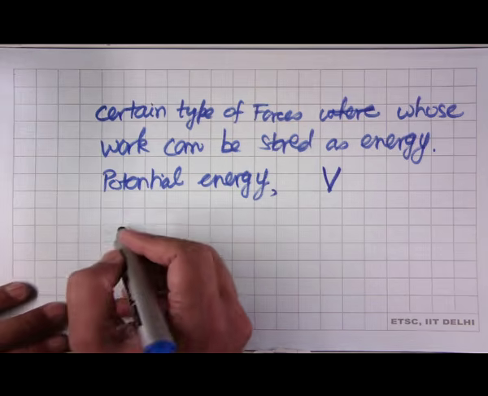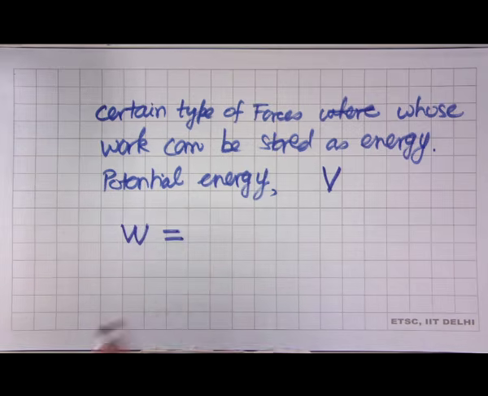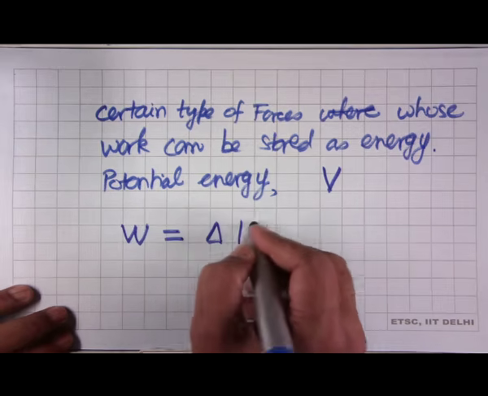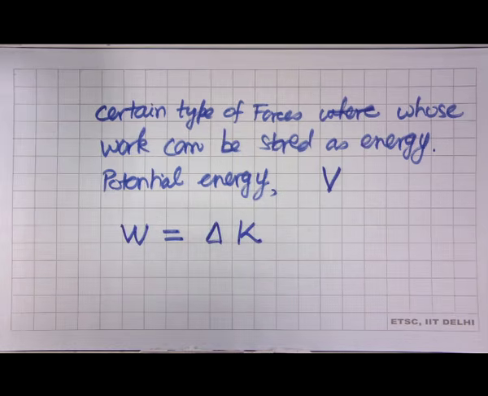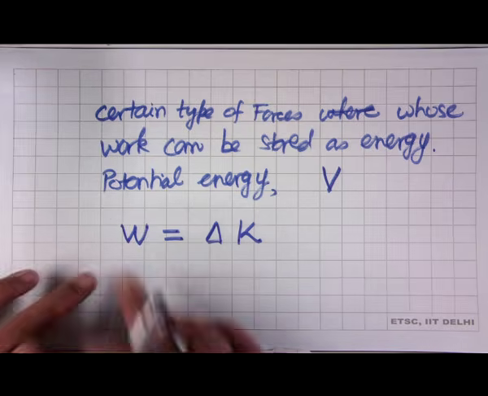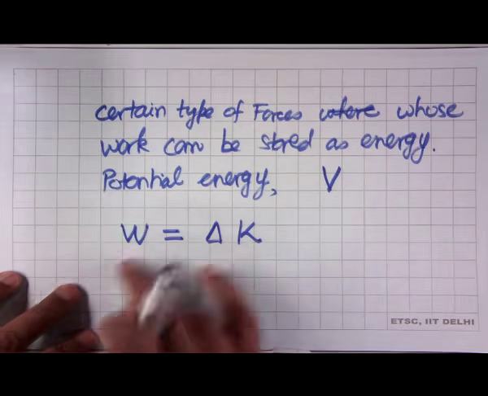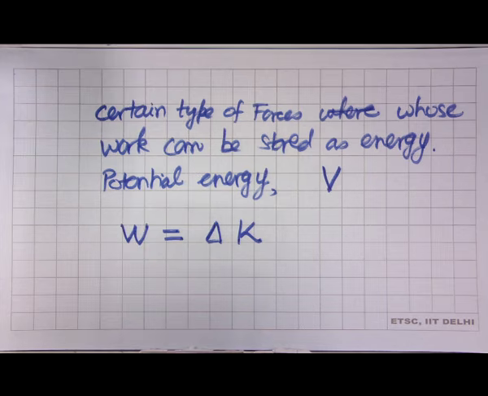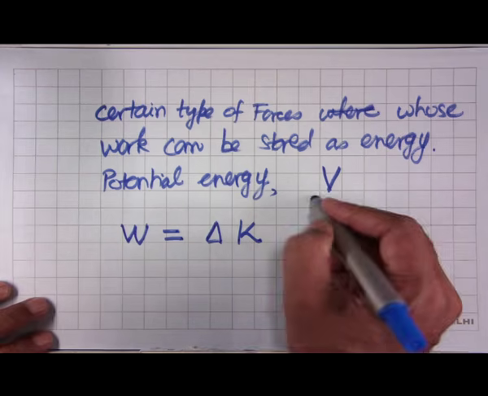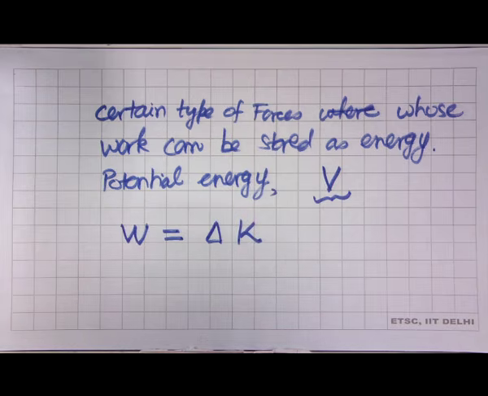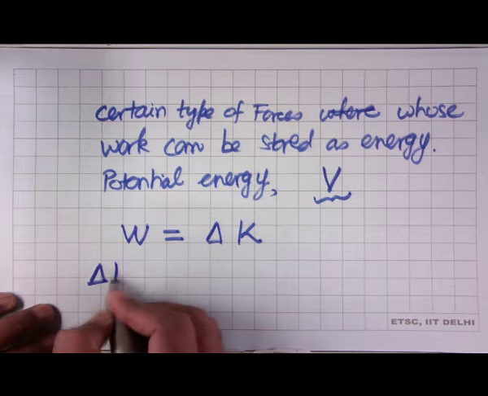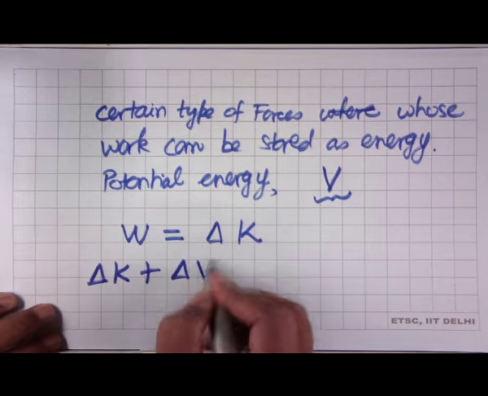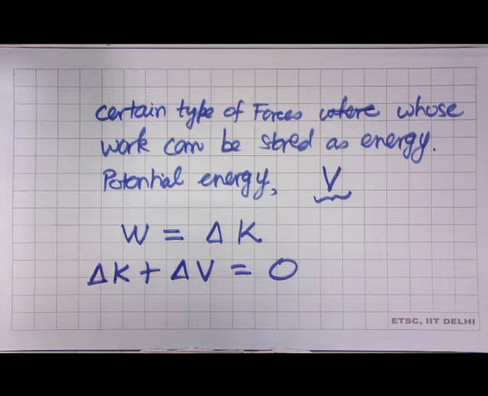Now, if we look at the work energy theorem, it tells us that the work done by forces is equal to delta K. Let us say on the system only those forces are acting. Let us look at a simple case, only gravity is acting or only spring force is acting. Then in that case, if the work done by those forces can be specified as a potential energy, then what we can say is the change in kinetic energy plus the change in potential energy is equal to 0.